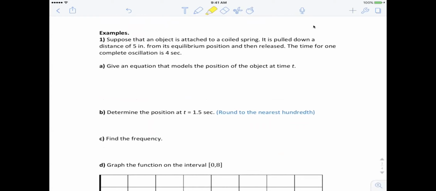So here we have a situation where you have an object attached to the coiled spring. It's pulled down a distance of 5 inches and then released. The time for one complete oscillation is 4 seconds. It might be worth looking really quickly at some animation because this is motion. So let me share my desktop real quick.